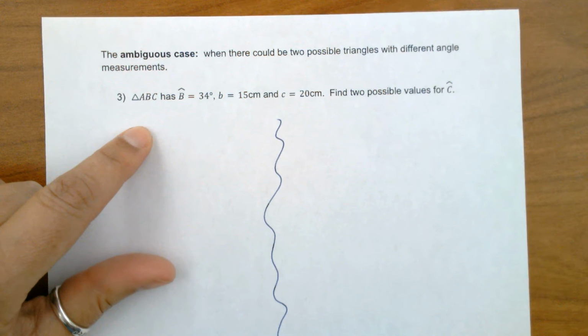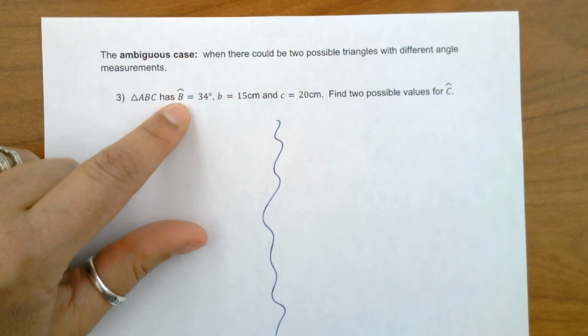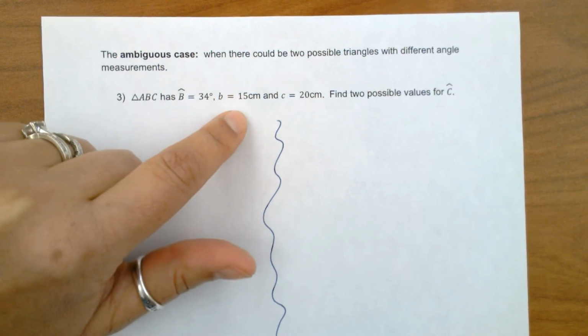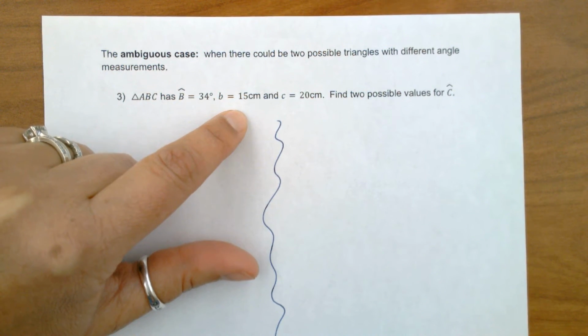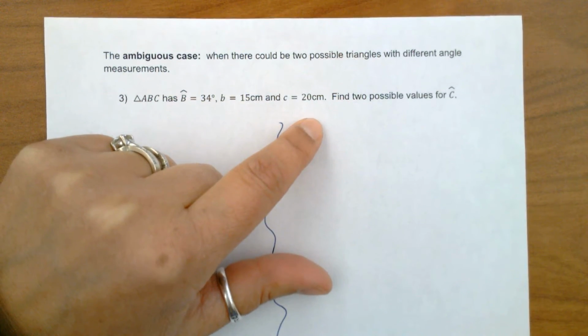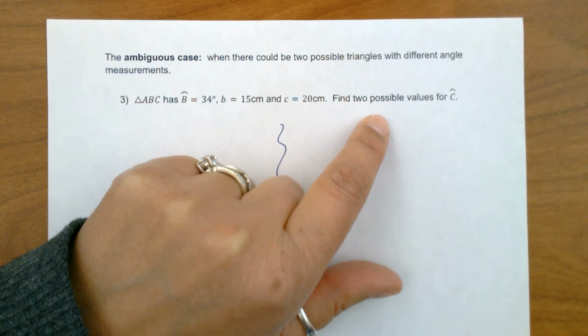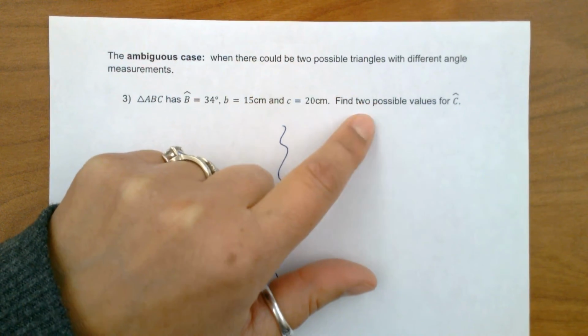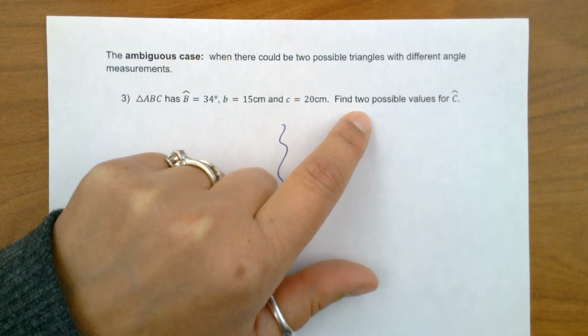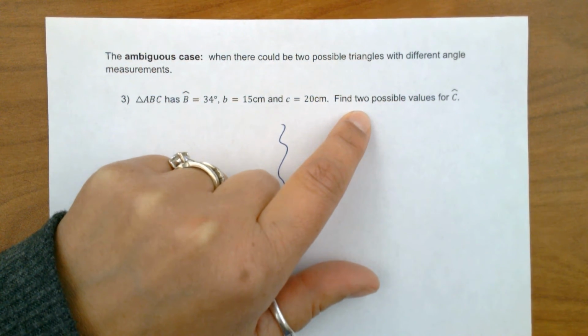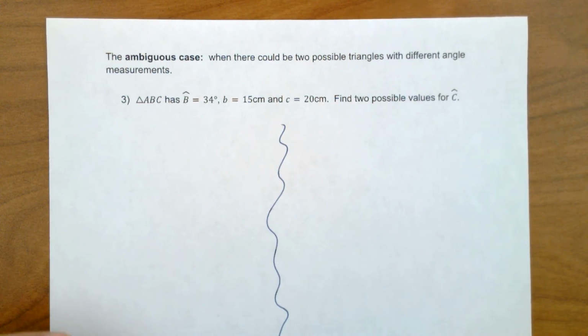So we have a triangle ABC. Angle B is 34 degrees. The measurement of side b is 15 centimeters. The measurement of side c is 20. Find two possible values for angle C. I am going to ask you to find two. That's how you know you're going to have to find two. I will make sure I specify in the problem.